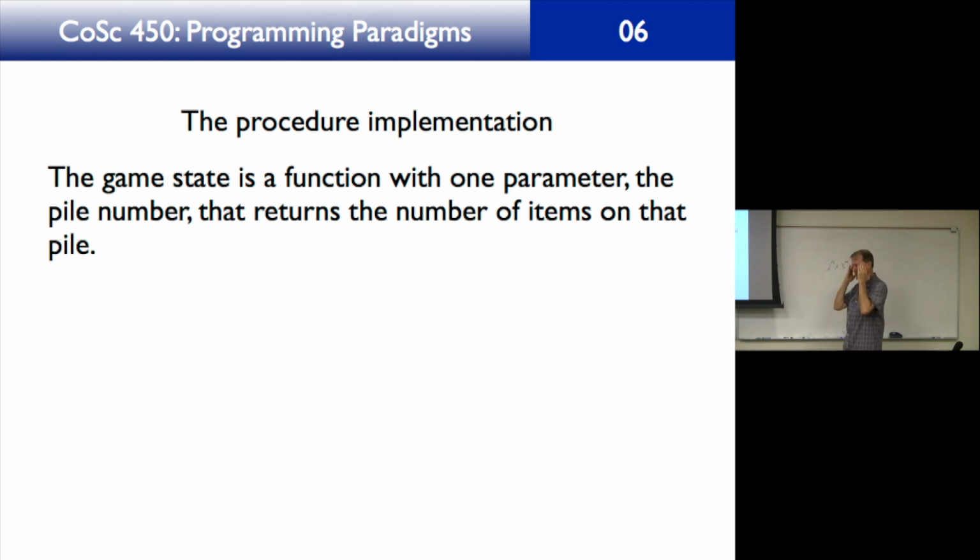Now think about this. This is really cool to get your mind around. This is a great book. I compliment the author profusely. The procedure implementation: the game state is a function with one parameter, the pile number, that returns the number of items on that pile. Now let me give you an example.